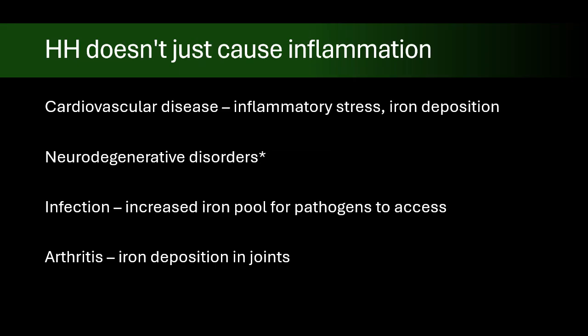Of course, with higher iron levels in your body, you are more susceptible to more serious infection because there is more iron available for pathogens to access. We explained this as iron being an important mineral in making enzymes that control DNA replication and protein synthesis. If there's more iron available for bacteria or viruses to utilize when they infect a body, then of course their infection will be more severe. And of course you've got arthritis because of the iron deposition in your joints.